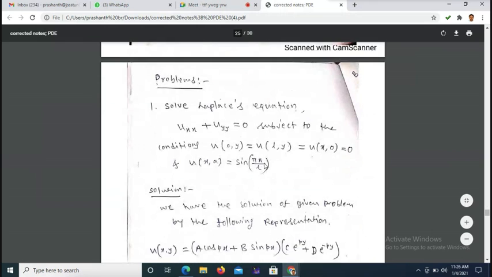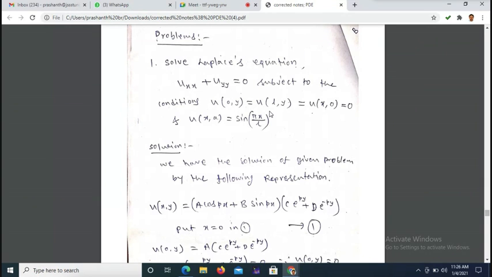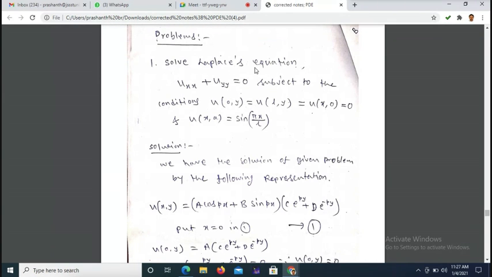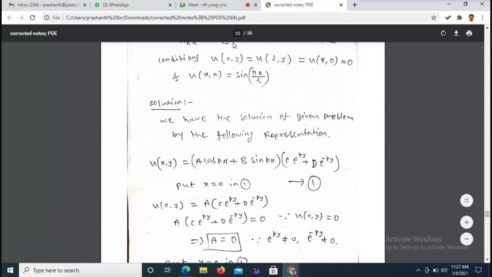First problem: solve the Laplace equation uxx plus uyy equal to 0 subject to the conditions u of 0 comma y equal to u of l comma y equal to u of x comma 0 equal to 0, and u of x comma a equal to sin pi x by L. So he has given the boundary conditions. He has mentioned it is a Laplace equation. Sometimes they won't mention it. You should know the difference between the Laplace equation and the wave equation. Here uxx plus uyy equal to 0.